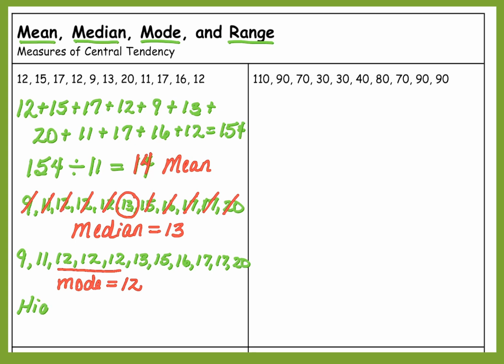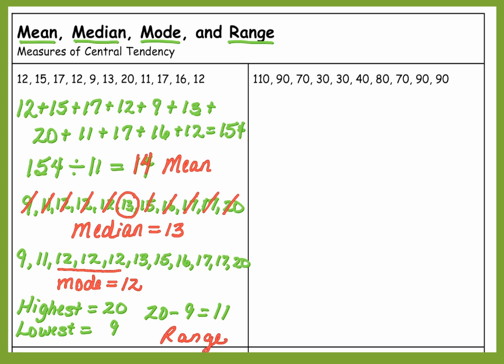Lastly, we want to find the range. Now the range is the highest value, which is 20, minus the lowest value, which is 9. 20 minus 9 is equal to 11. The range for this first data set is 11.